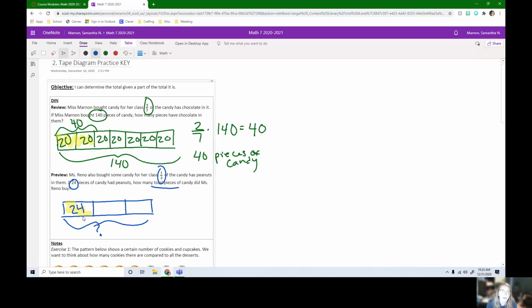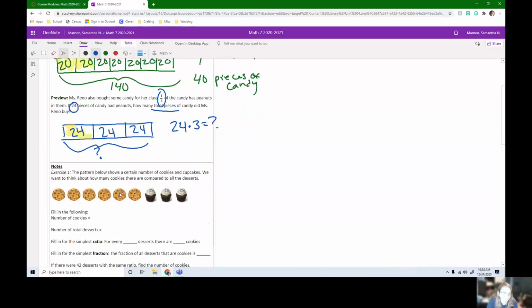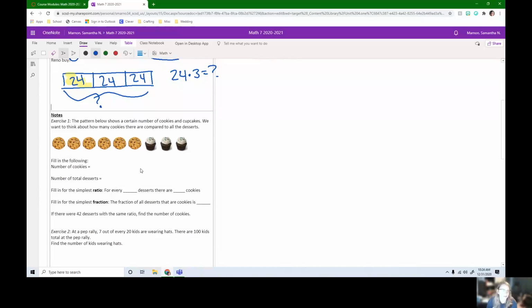So we can use our tape diagram to find the total. If I know one box is 24, that means each box is 24. We can do 24 plus 24 plus 24, or 24 times 3 to get our mystery answer. And I'll let you guys do that one on your own. So that was our preview, just kind of setting us up to look at the notes and see if we could figure it out. So here's exercise 1.